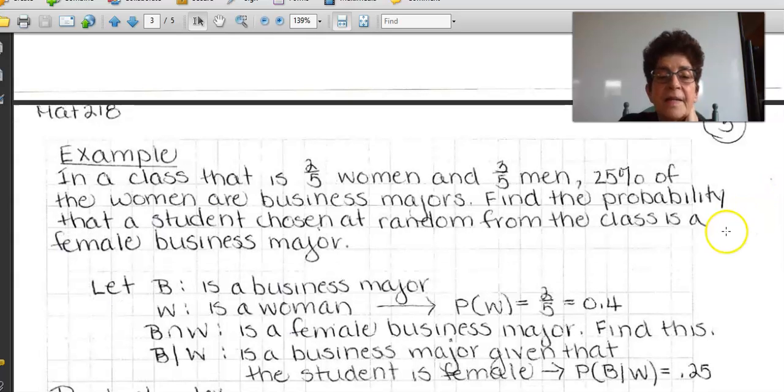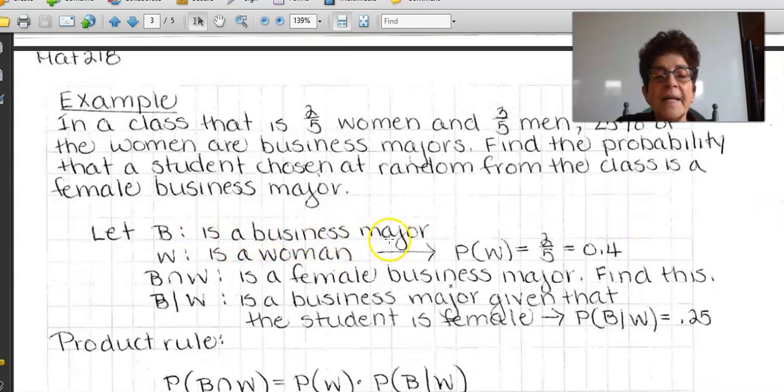Here's another example of this. Let's see if we can figure out the probability of one event and another happening. We have a class that's two-fifths women and 3/5 men. 25% of the women are business majors. We want to find the probability that a student chosen at random from this class is a female business major. So in other words, female and a business major.